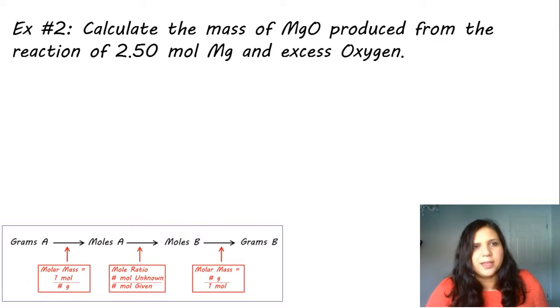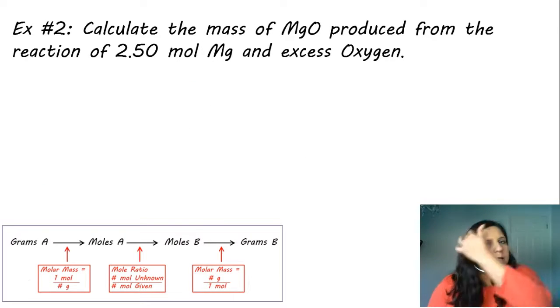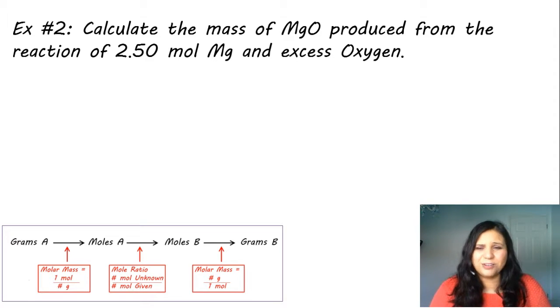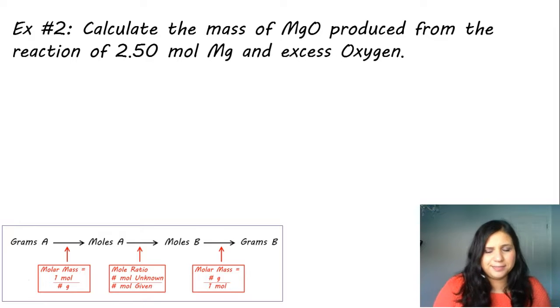All right, next one. Calculate the mass of magnesium oxide produced from the reaction of 2.5 moles of magnesium and excess oxygen. All right, notice I'm not given the balanced equation. So I'm going to have to make that equation and then balance it. Done, right? All right, so here we go.